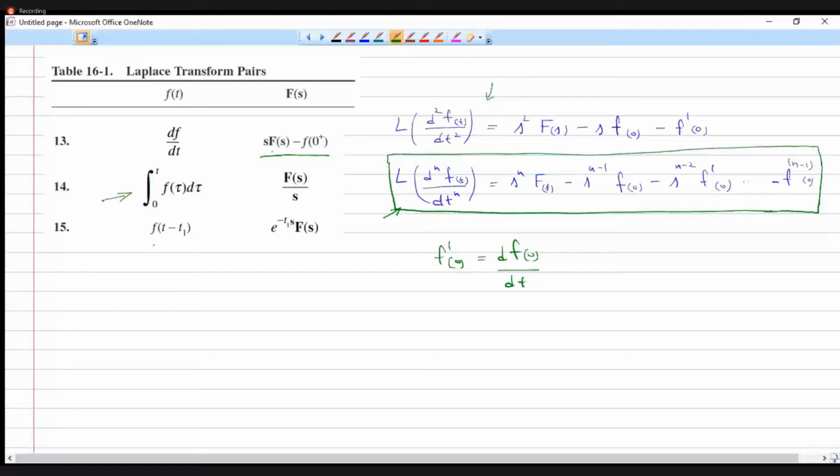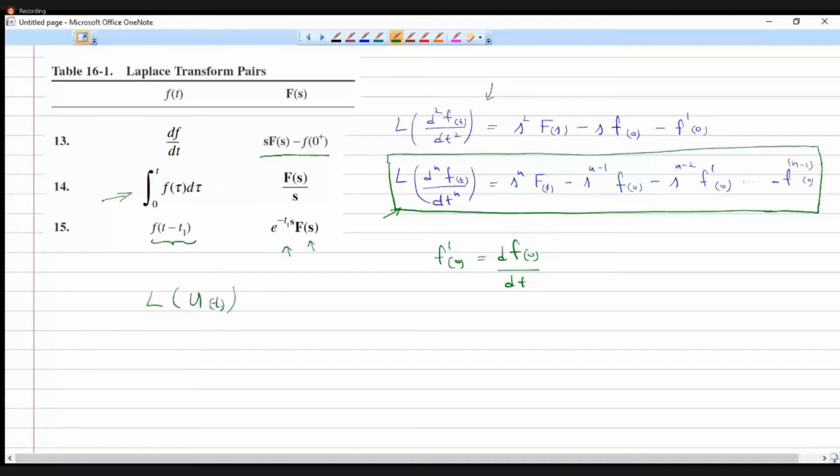Another property of Laplace transform is called time shifting. When you have a function which is time shifted, the Laplace transform of f(t minus t1), in the frequency domain, you have to multiply the Laplace transform of the original function with e power minus t1 s. For example, you already know the Laplace transform of u(t).